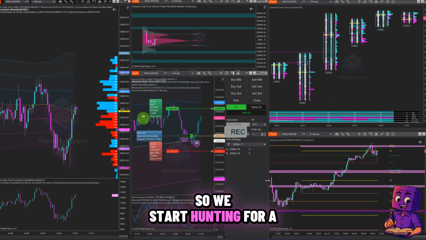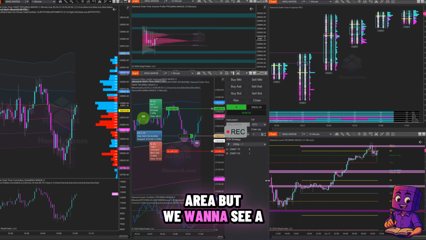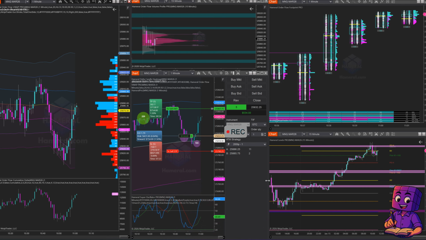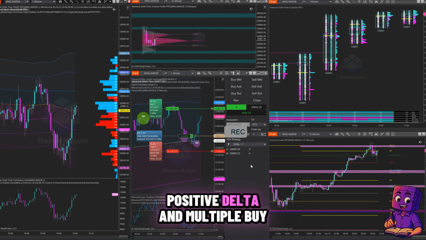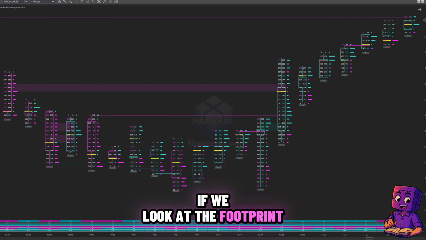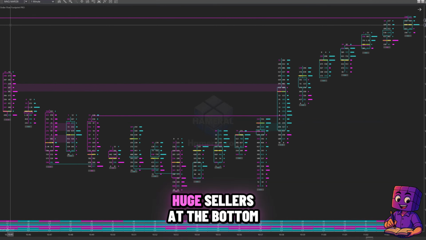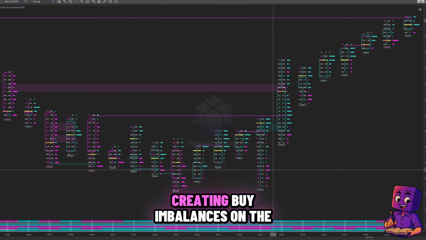So we start hunting for a buy trade. The price is in the area, but we want to see a clear rejection. Stacked sell orders at the bottom, positive delta, and multiple buy imbalances at the top. If we look at the footprint, this is exactly what we wanted to see. Huge sellers at the bottom, followed by a fast move up, creating buy imbalances.